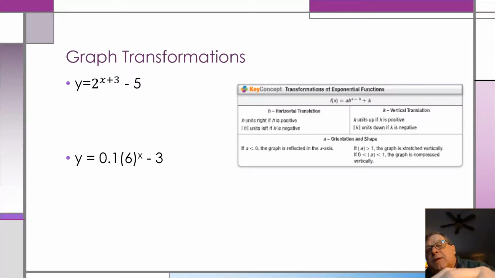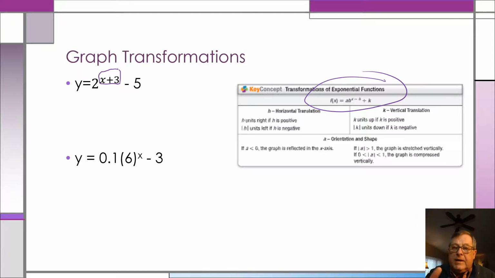So if I look at this, it may be a little bit hard to see. But that function equation right there, f of x equals a times b, where b is raised to the power of x minus h, and then plus k. And we see something similar here in y equals 2 raised to the power of x plus 3, minus 5. Now first, let's think about this x plus 3 as being in a grouping, because it is. It's up here in this exponent, just like it would be in parentheses if we were dealing with a quadratic or a polynomial function.